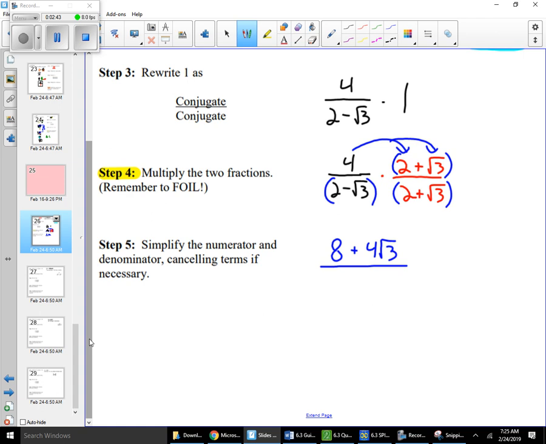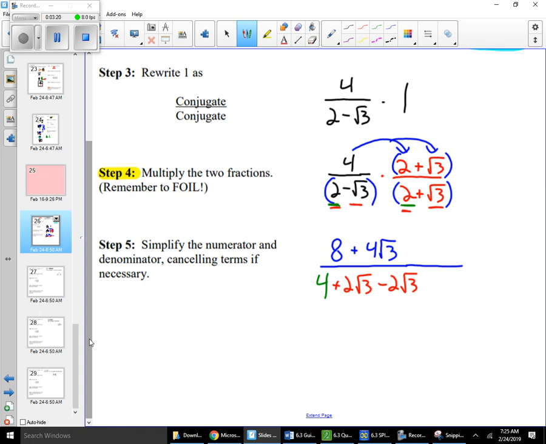The denominator, take this first one slow, that's a FOIL problem. We have 2 times 2, that's our first set, so 2 times 2 is a 4. Our outsides are going to be 2 and a root 3. 2 times root 3 is 2 root 3. Here's what's nice about using conjugates. Our inside terms, that's a 2 and a negative root 3. So 2 times a negative root 3 is negative 2 root 3 because a negative times a positive is negative.